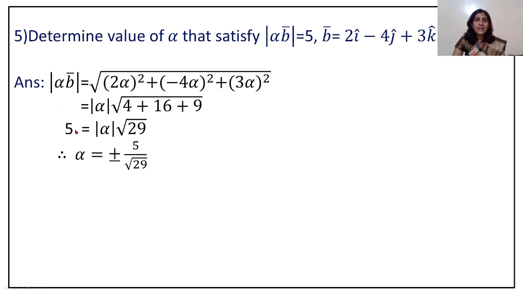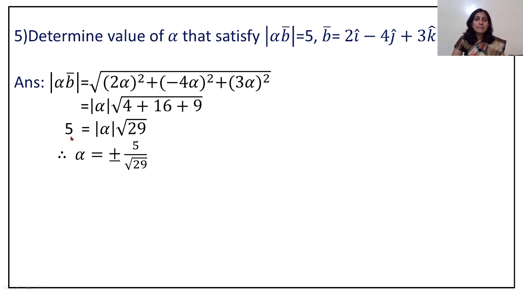Its value is 5. If we square, alpha square comes outside the square root. We don't know whether alpha is positive or negative, so we write the magnitude of alpha. Root of 2 square is 4, minus 4 square is 16 and 3 square is 9. If we add this, it becomes root of 29. So the magnitude of alpha times root 29 is equal to 5.